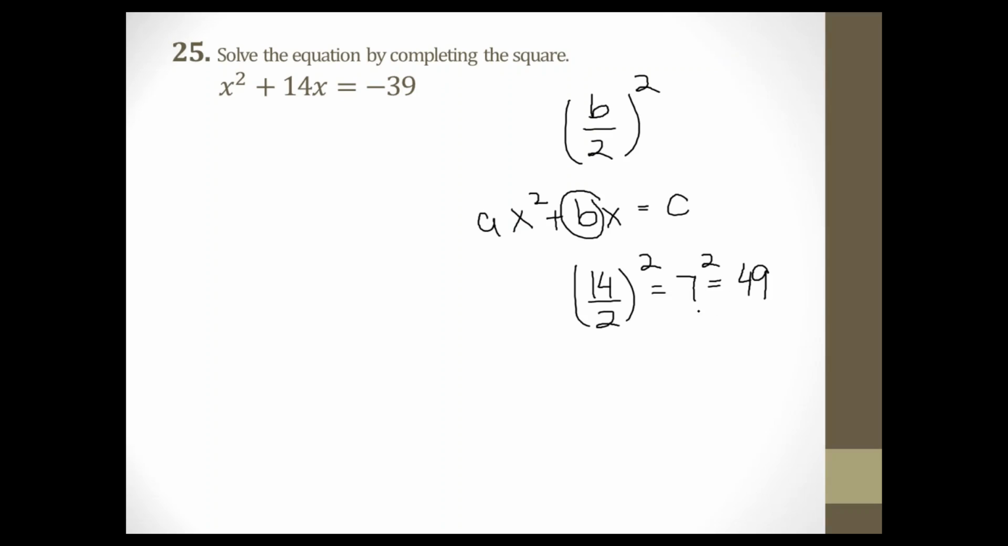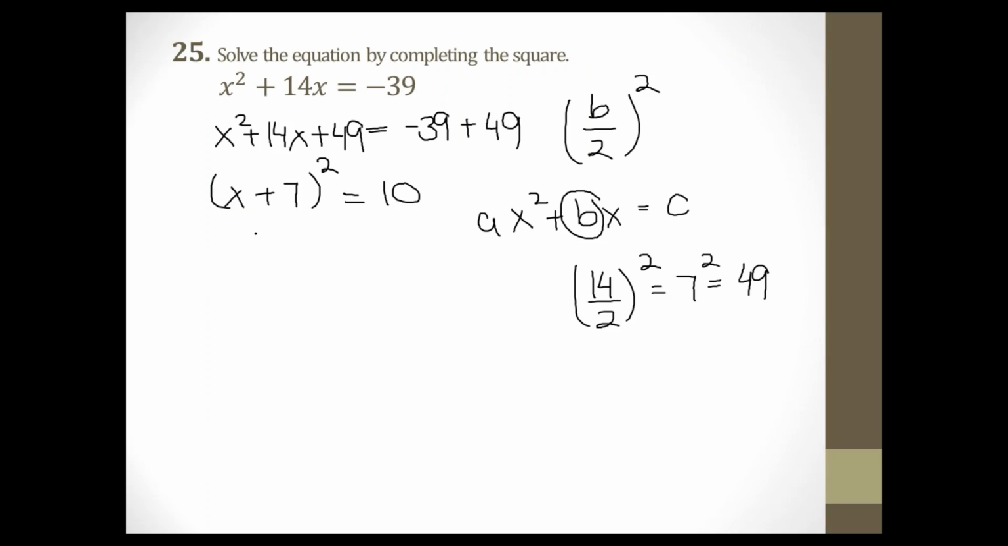So now, this number, to create my perfect square trinomial, I have to add that to both sides. Rewriting the left, so adding 49 to the left side, and also adding 49 to the right side. Now, my left side, I know this is a perfect square trinomial, so factoring it, I should get x plus 7 squared. If you don't know that, then you can just factor this the regular way, but you should get this answer. And then on the right side, negative 39 plus 49, that gives me 10.